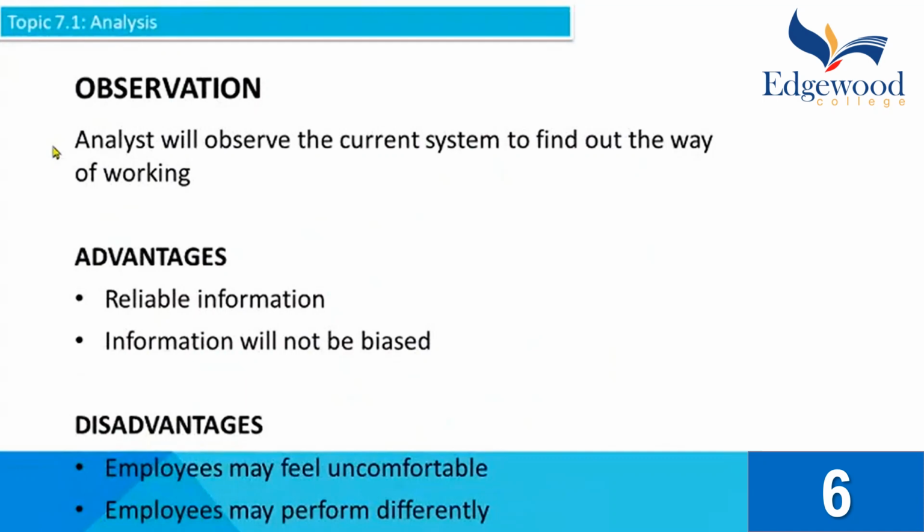For disadvantage, we see that employees may feel uncomfortable, and that is the truth. How would they feel uncomfortable? Because they feel uncomfortable being watched, and they may work in a different way because obviously they are watching the way they work. Okay, and we see this as the Hawthorne effect. Number two is employees may perform differently. Yes, they may perform differently, especially if they perform tasks that contravene the standard procedure of the organization and may not want to do so while they are being watched.